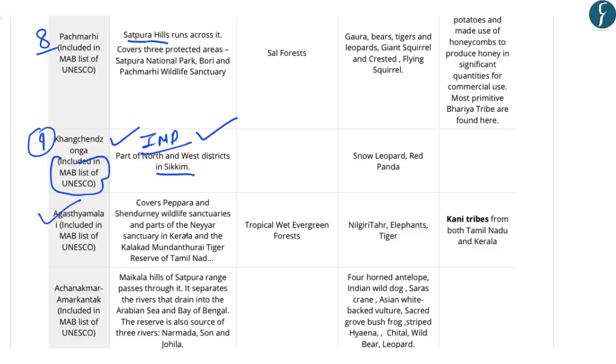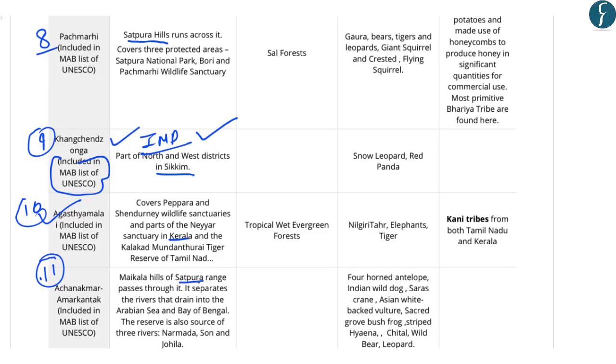Then there is Agastyamalai in Tamil Nadu and Kerala, and the Achanakmar-Amarkantak Plateau in the Satpura and Maikala Hills. So all this information becomes important for us from the preliminary examination point of view. So you should know that which all biosphere reserves have been included in the Man and Biosphere program. Further, you should know the important type of fauna found there, especially the type of forests that are found in these biosphere reserves. So as we have learned, tropical dry deciduous forests are found in the Seshachalam Hills. And you should also learn the location of various national parks in these biosphere reserves.